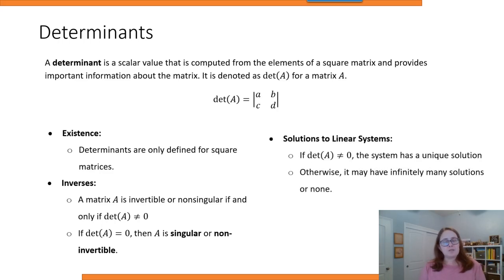And we have used matrices to solve systems of linear equations. So it turns out that if you get a determinant other than 0 for the coefficient matrix, then the system has a unique solution. If you get 0 for the determinant of the coefficient matrix, then it either has infinitely many solutions or no solutions at all.